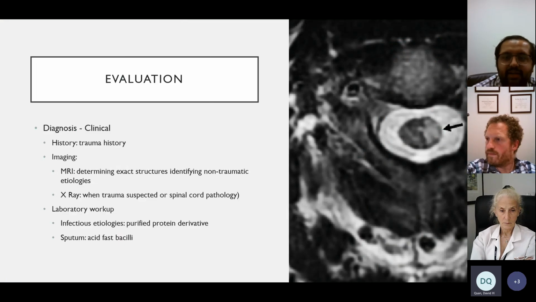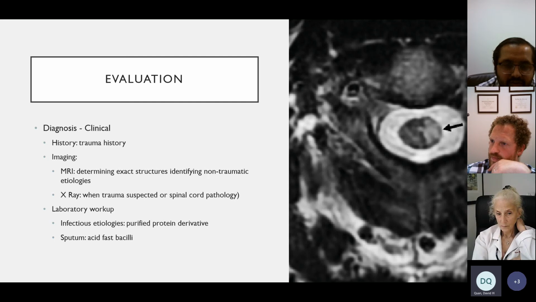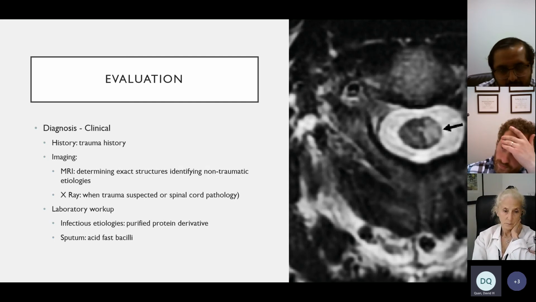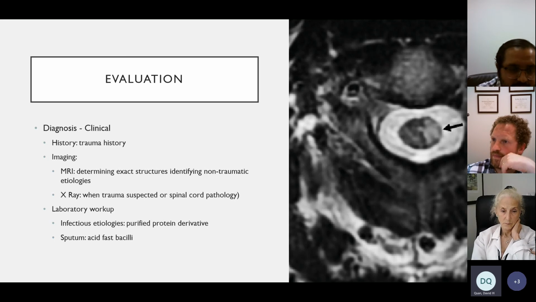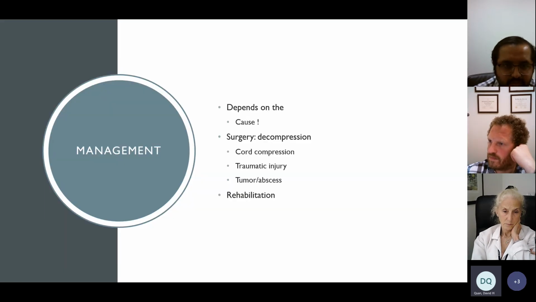Here we have an MRI finding. As you can see, this hyperintense signal takes the place of a hemisection, Brown-Séquard syndrome. Diagnosis is also, again, clinical. Definitely get a good history to figure out if there was any trauma. MRI is important to determine exact structures and delineate possible tracts that may be involved, and then X-ray for trauma to look for vertebral dislocation or fractures. Lab workups for any infectious etiology. Tuberculosis has been known to cause this syndrome as well, so certainly something to look into further.